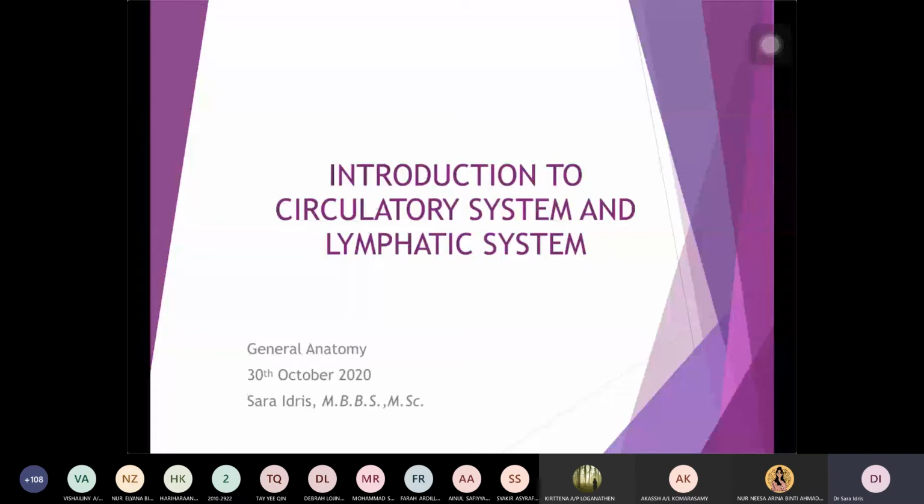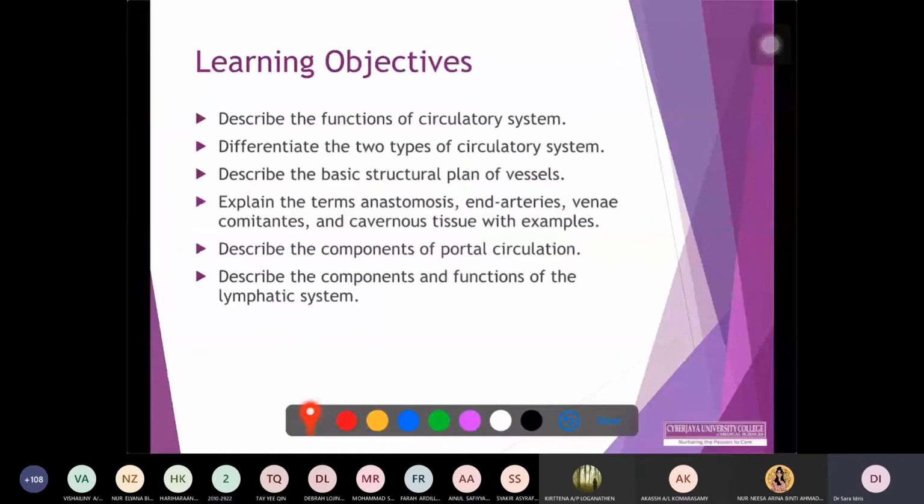I find that the gross lectures are a little bit easier because I think you've also done some of this in your biology classes. Okay, so we're just going to move to the learning objectives. All right, so you need to be able to describe the function of the circulatory system, and you have to differentiate the two types of circulatory system.